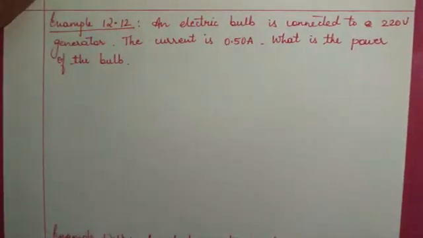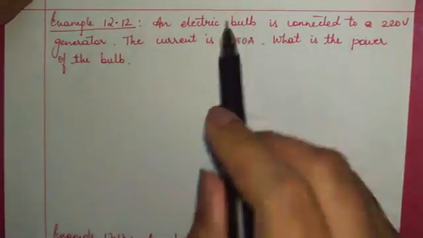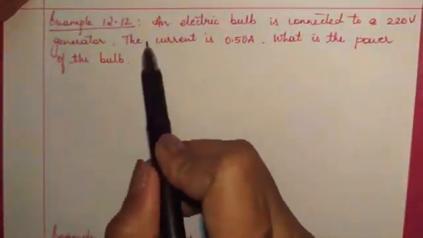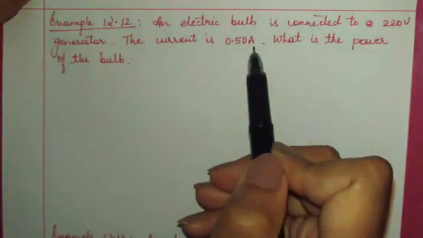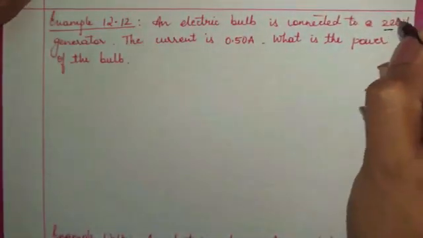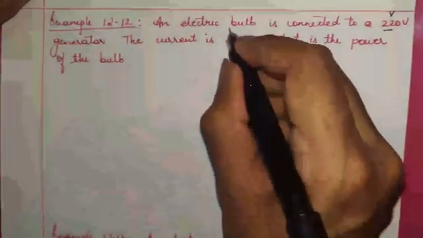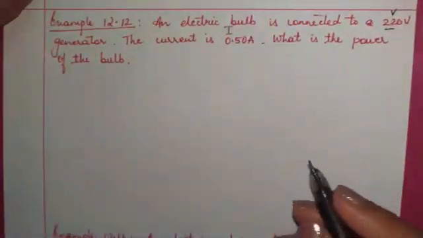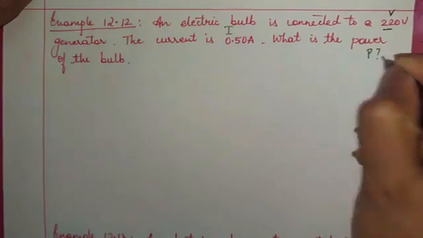Okay. An electric bulb is connected to a 220 volt generator. The current is 0.5 amperes. What is the power of the bulb? So a bulb is connected to this much. This is voltage. The current we are given I. And what is the power of the bulb? We have to find the power.